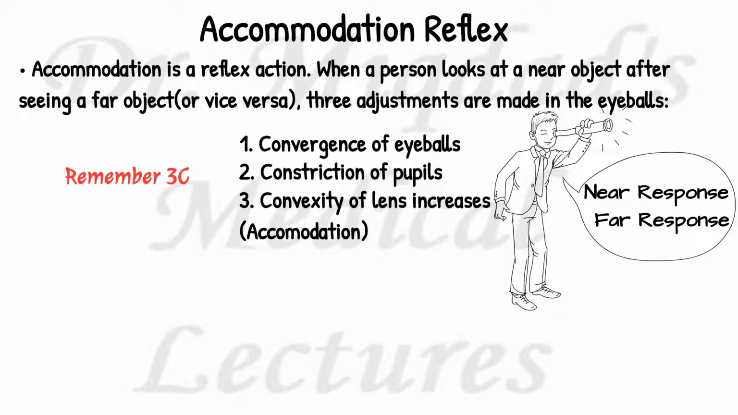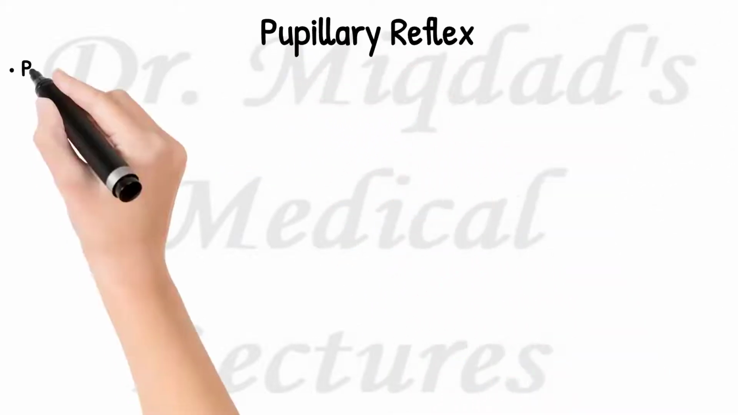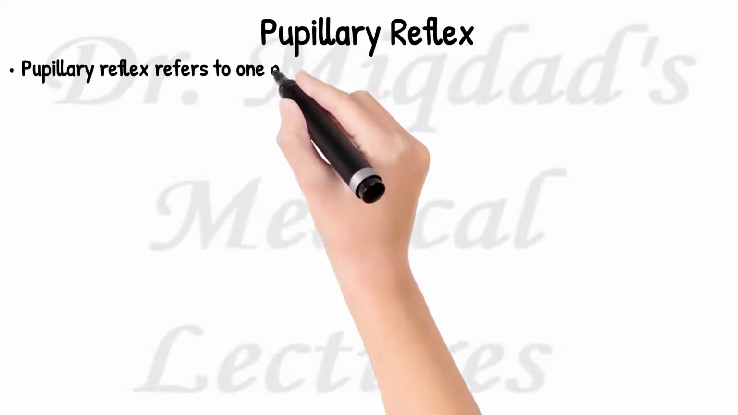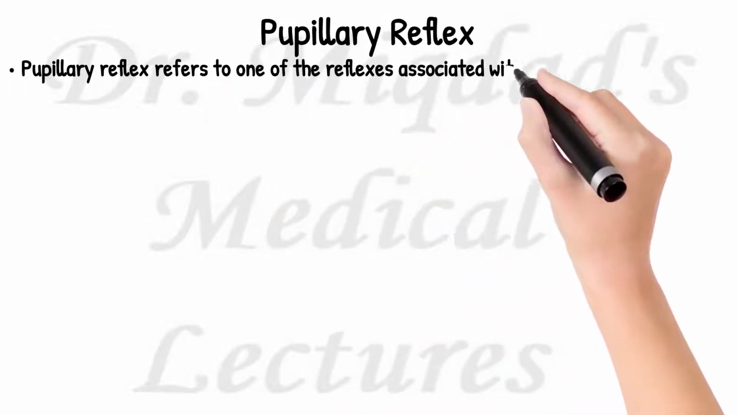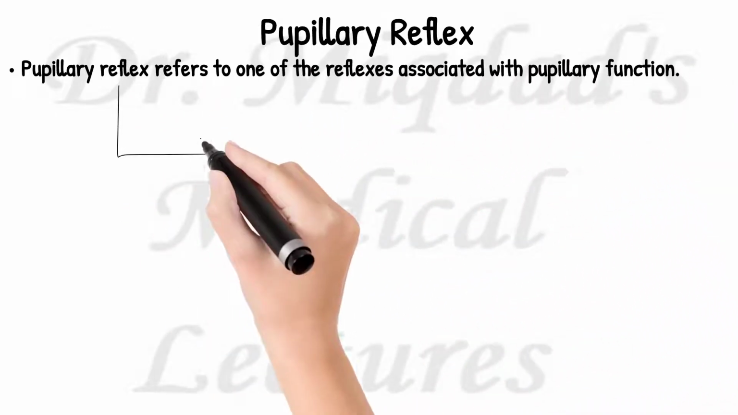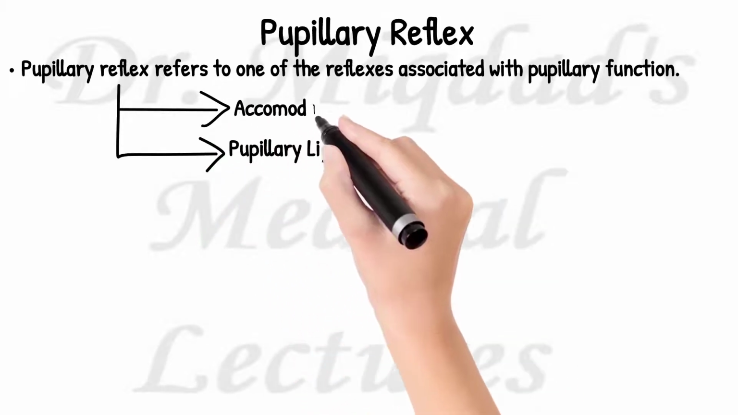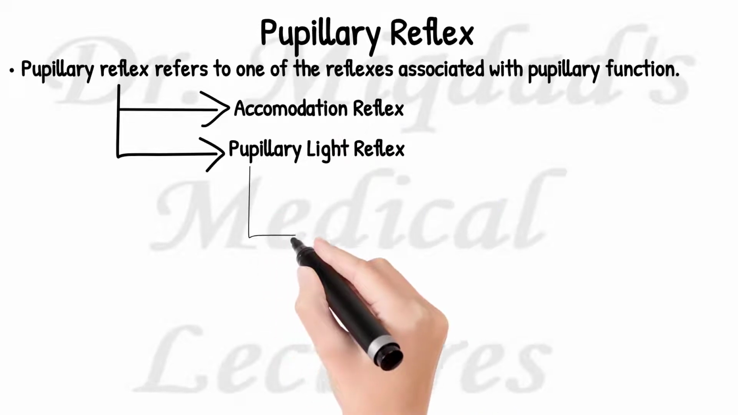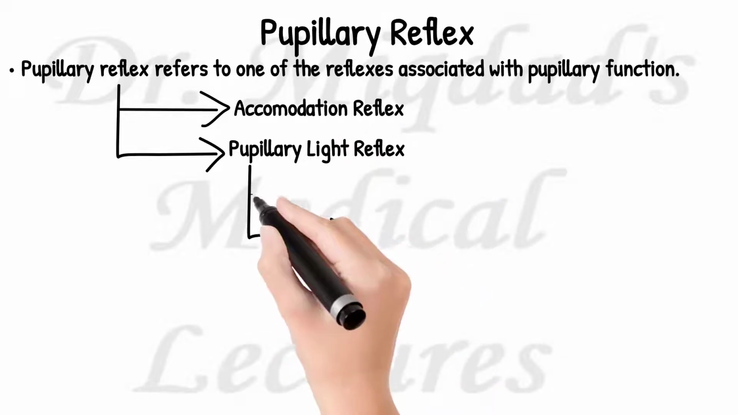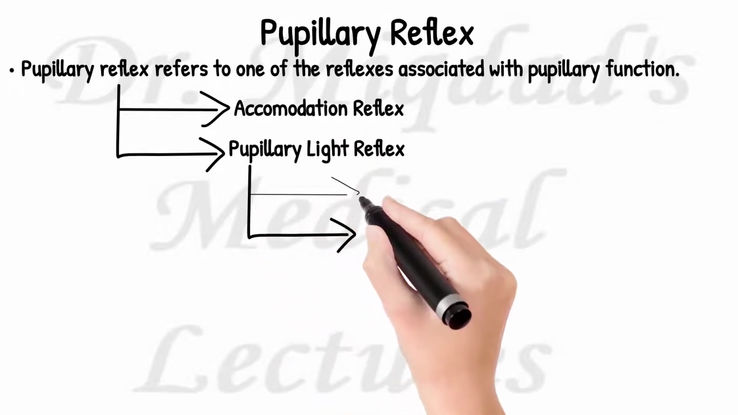Now let's come to pupillary reflex. Pupillary reflex is one of the reflexes associated with pupillary function. These include the pupillary light reflex and accommodation reflex. Accommodation reflex we already discussed. So now coming to pupillary light reflex.